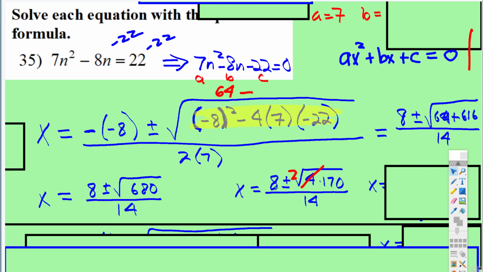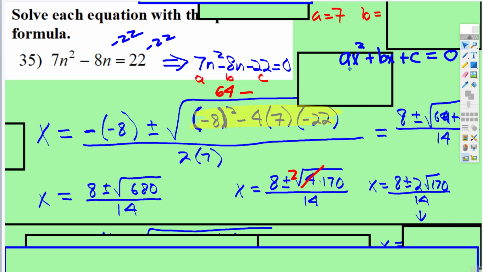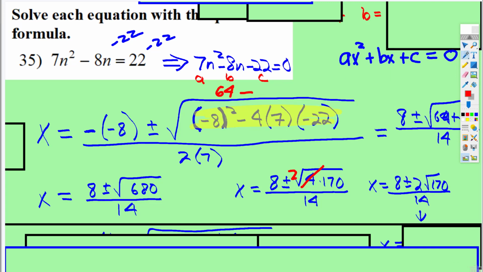And then what do 8, 2, and 14 all have in common? They have a 2, so if we factor out a 2 from each of those, 8 divided by 2 is 4, 2 divided by 2 is 1, so that would be 1 root 170. And 14 divided by 2 is 7.